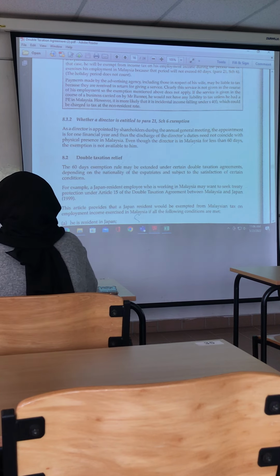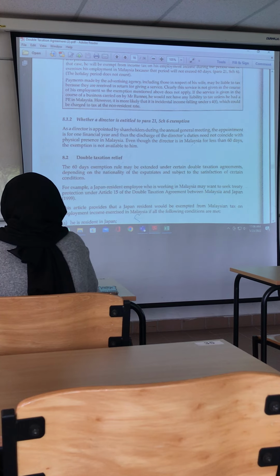A director is not entitled to the exemption. So if you are a foreigner but you are a director of a company in Malaysia, for example, you receive director's fees from the company, but you are in Malaysia for less than 60 days. You are still not entitled, because the director's appointment is for the whole year. Even though you are not in Malaysia, your employment will be taxed in Malaysia.